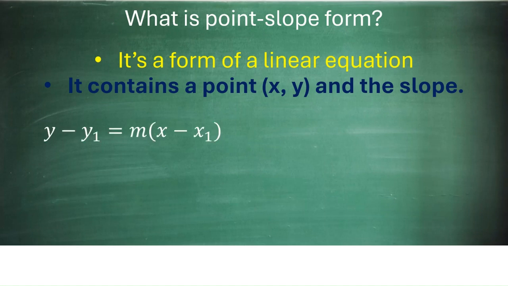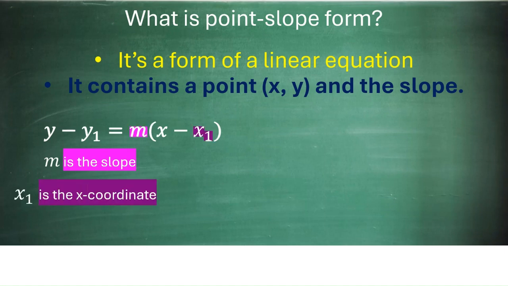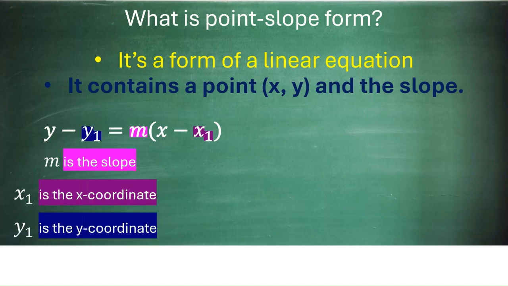And this is it. y minus y sub 1 equals m times the quantity x minus x sub 1, where m is the slope, x sub 1 is the x-coordinate of our point, and y sub 1 is the y-coordinate of our point. When we write these coordinates together, we write them as a coordinate pair in the form of (x sub 1, y sub 1).